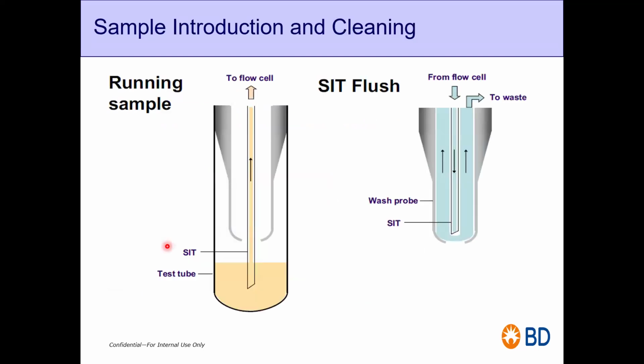SIT flush is also in your fluidics. SIT flush means you are running the sheath inside the machine. Let's say if you have any clog in your flow cell, then by running the SIT flush, it will force this sheath to go inside your sample tubing or sample core, and it will also wash your probe. So basically, it's a washing step when you think your flow cell is a bit dirty.